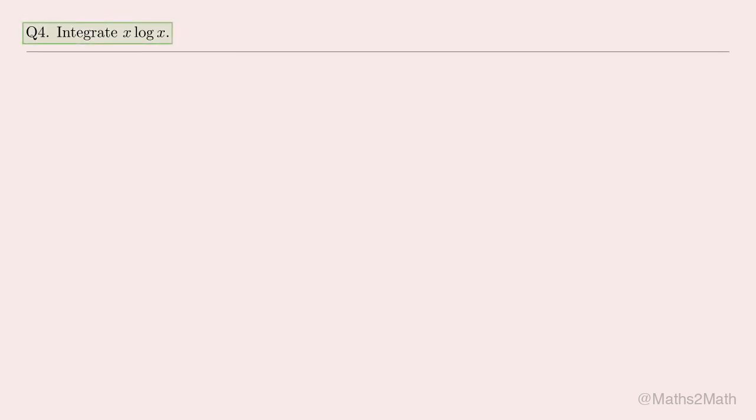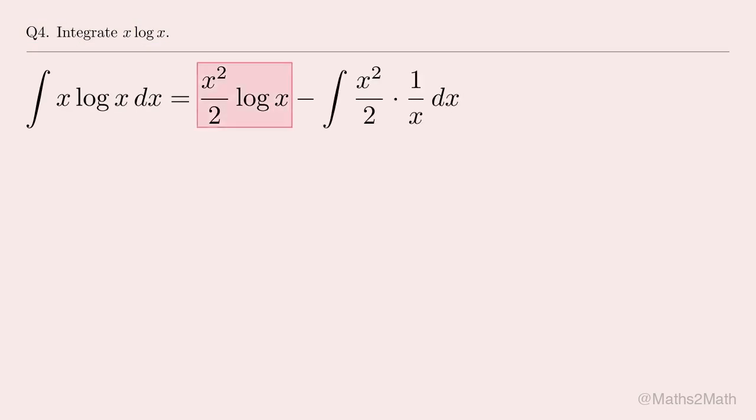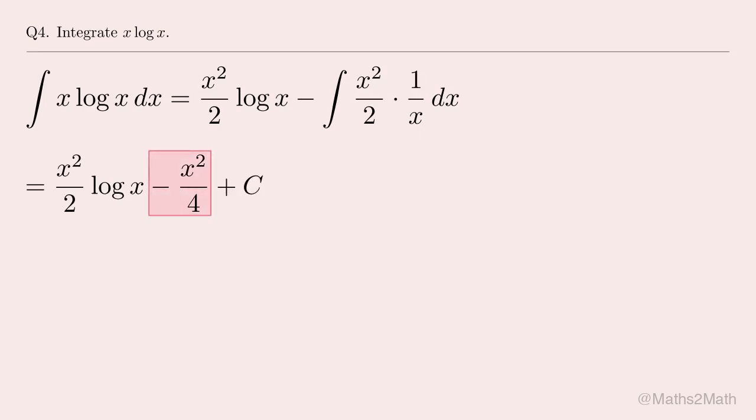Question 4. Log as the first function, x as the second. The ILATE order puts log first. By parts, half x squared log x minus the integral of half x. The leftover is x over 2.